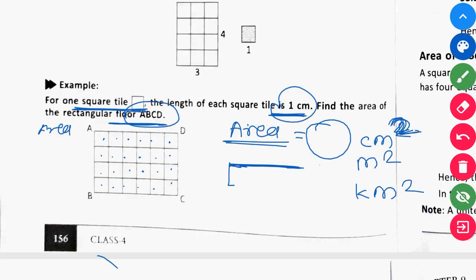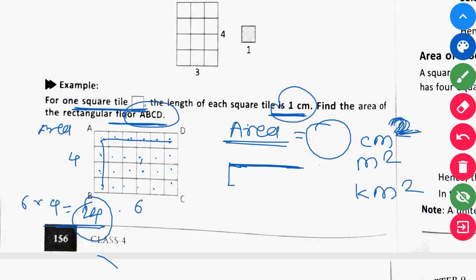Okay, so the other method is: how many horizontal tiles are there and how many vertical tiles are there? Horizontal are how many? 1 2 3 4 5 6. 6. And vertical 1 2 3 4. So multiply. 6 multiplied by 4 is 24. So there are 24 tiles.